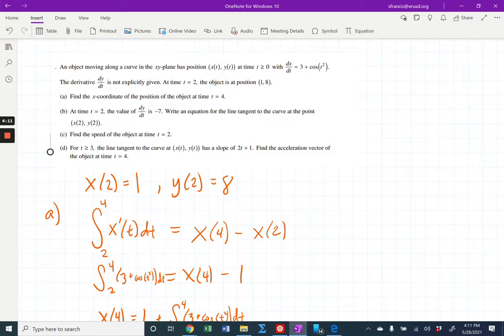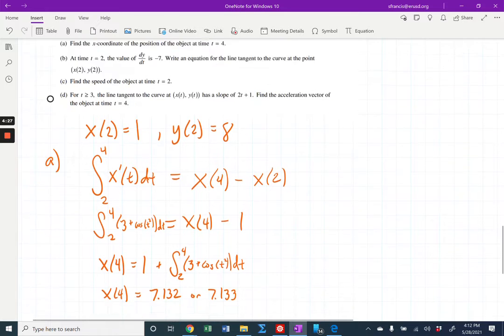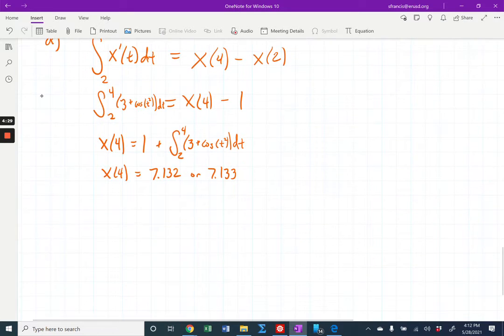For letter B, it says at time t equals 2, the value of dy over dt is -7. Write an equation for the tangent line to the curve at the point x of 2, y of 2. So at the point 1, 8. Now this is where we get back into it being a parametric.